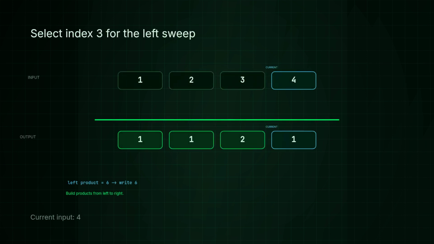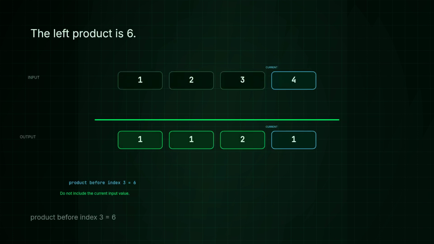Move to index 3. We need the product of everything strictly before 4. Everything before index 3 has product 6. That is the value this output position needs from the left. Write 6 here, then multiply the running left product by 4 before moving on.